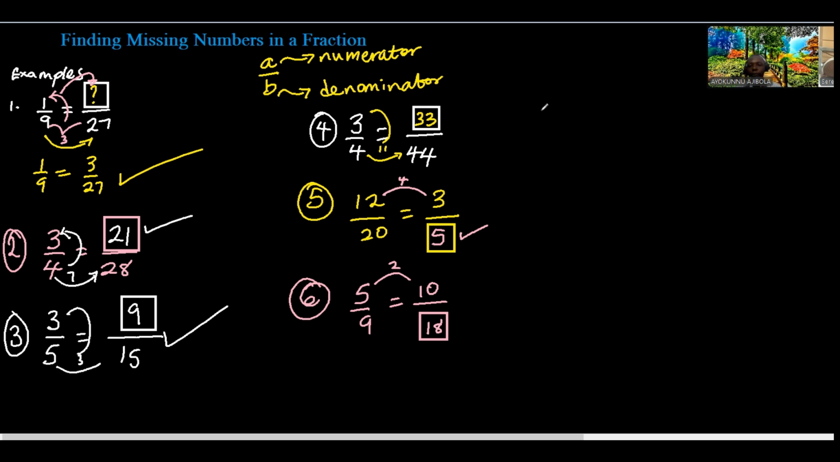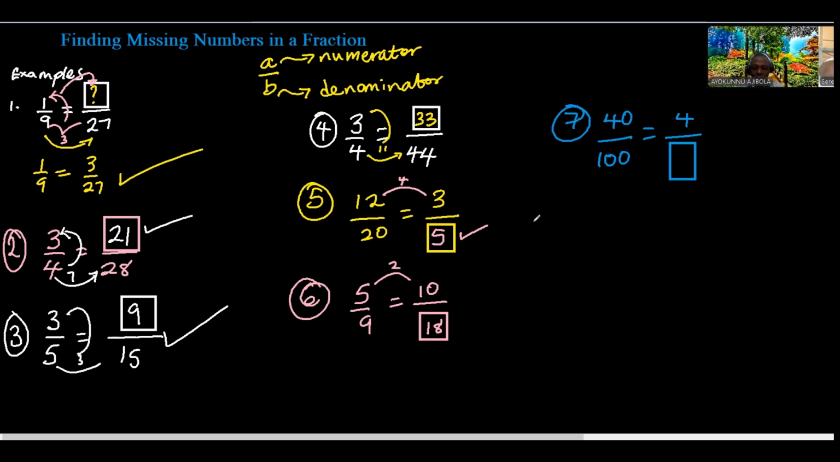And number 7, let's look at it by myself. Okay, let's see. We have 40 over 100 equal to 4 over something. What's the number below 40? That's 100. Let me write it again. 40 over 100 equal to 4 over something.